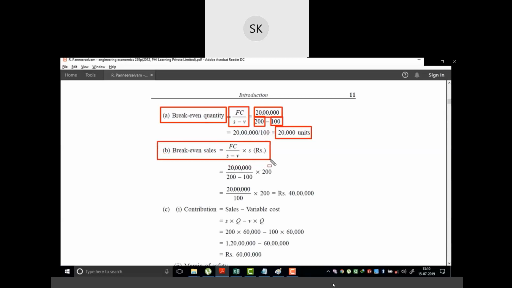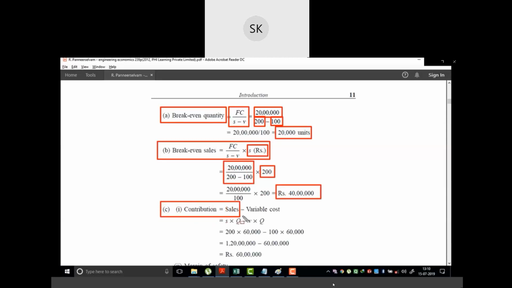The second one is the break-even sales. So break-even sales is just the break-even quantity multiplied by the selling price per unit, that is S rupees. So break-even sales is equal to the break-even quantity multiplied by SP, that is 200. So 20,000 into 200 is equal to 40 lakh rupees.